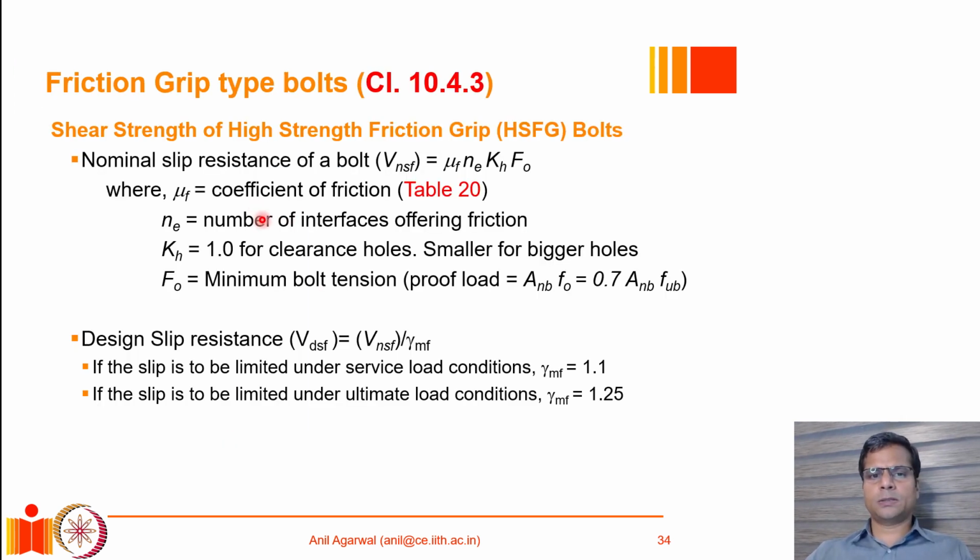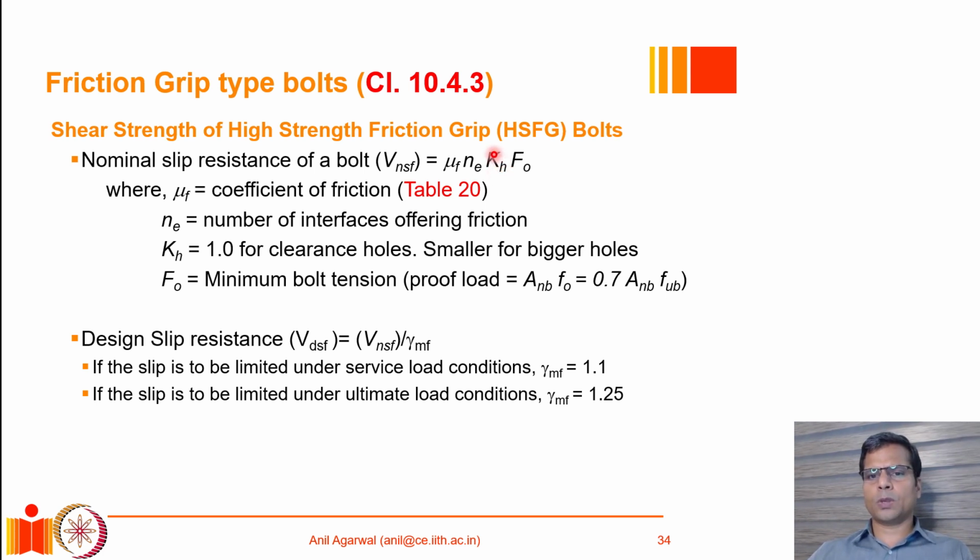Since we know that the plates are held in place through friction, the strength of that connection would basically be a function of the friction force. So the slip resistance of the bolt will basically control the strength of the connection. A single bolt would have a strength equal to the slip resistance of the bolt. That can be calculated as the friction coefficient between the plates multiplied by NE, where NE corresponds to the number of interfaces which are offering the friction.